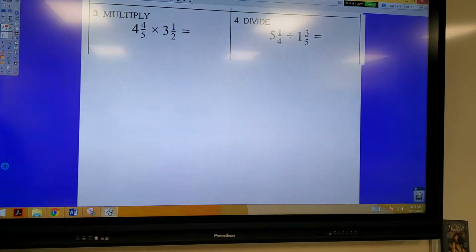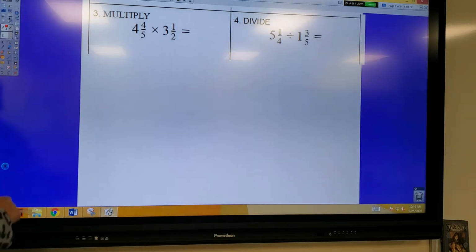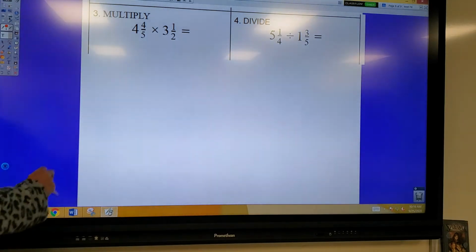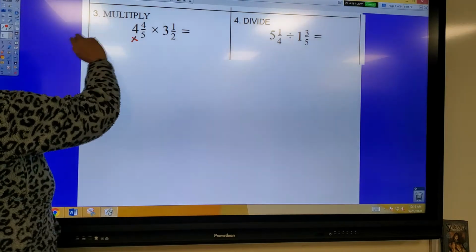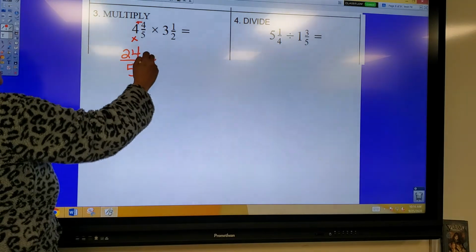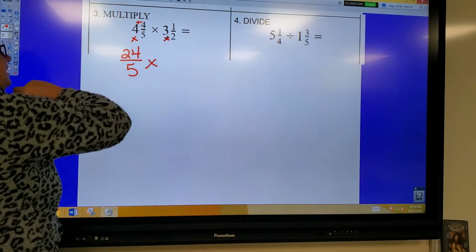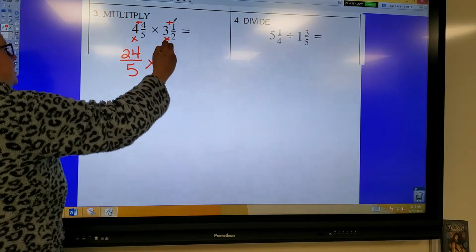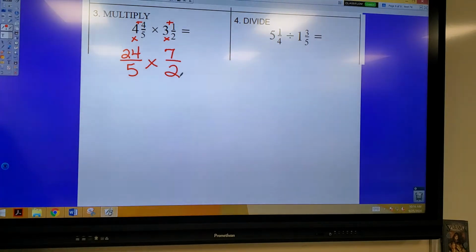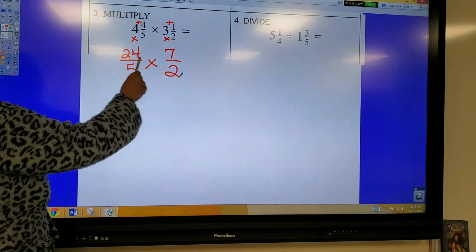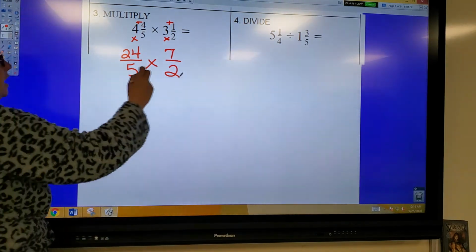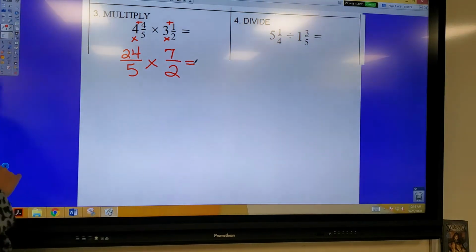Once again, we do not need common denominators for multiplying and dividing, but I do need to have these in fraction form. So let's change in number 3 them to improper fractions. 5 times 4 is 20, plus 4 is 24 over 5, times 2 times 3 is 6, plus 1 is 7 over 2. This would be another great one to cross-reduce on, because you could reduce the 24 and the 2, you could divide them both by 2, and that would help you out a lot. But again, most people are not wanting to do that, so I will carry on just as it is.